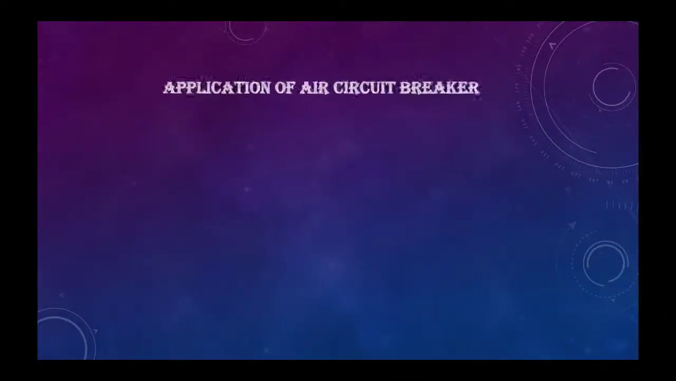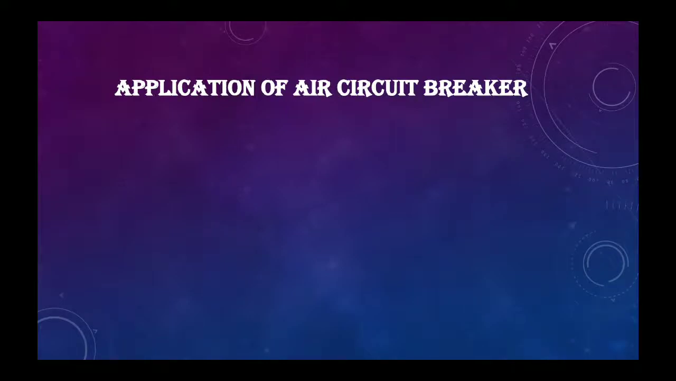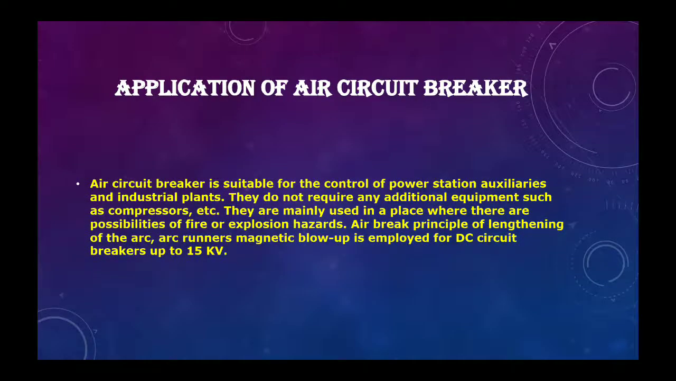Now the next slide is the application of the air circuit breaker. The air circuit breaker is suitable for the control of power station auxiliaries and industrial plants. They do not require any additional equipment such as a compressor, etc. They are mainly used in places where there are possibilities of fire or explosion hazard. The air break principle of lengthening of the arc runner's magnetic blowout is employed for DC circuit breakers also, up to 15 kV.